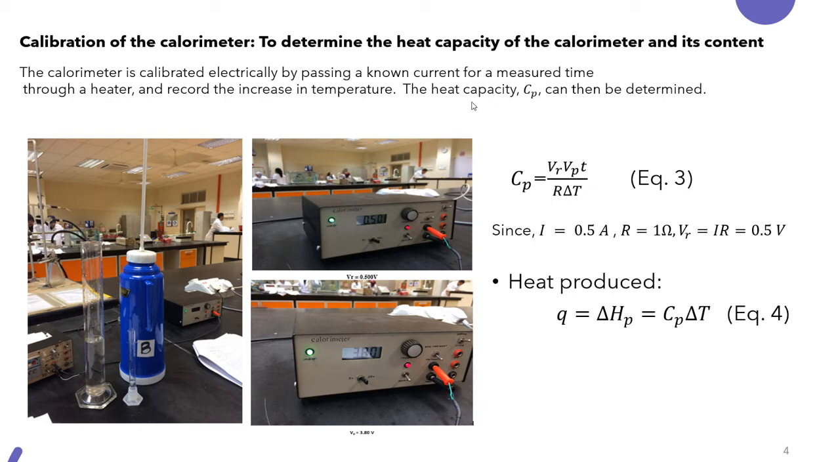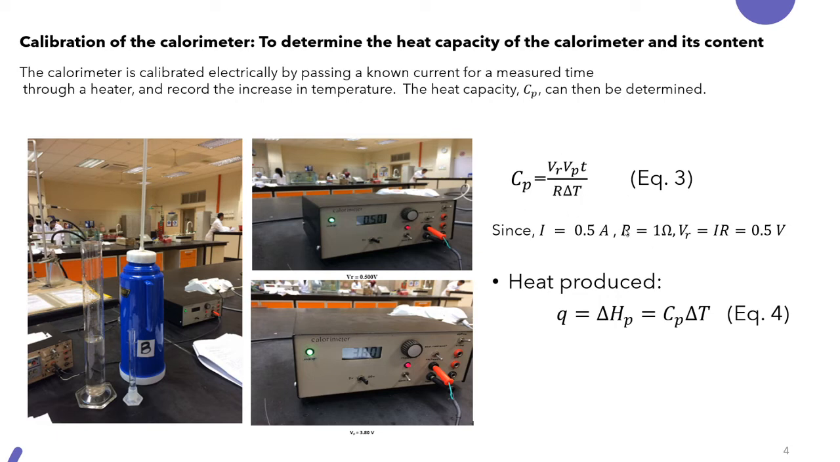So the current used is 0.5 amp, and the resistance is 1 ohm. Okay, so V equals IR, which gives VR being constant at 0.5 volt. So all you need to do in the process of finding the calibration, of finding Cp, is the value of the average of the VP used, and the time, and also the temperature change. Then you can find Cp.